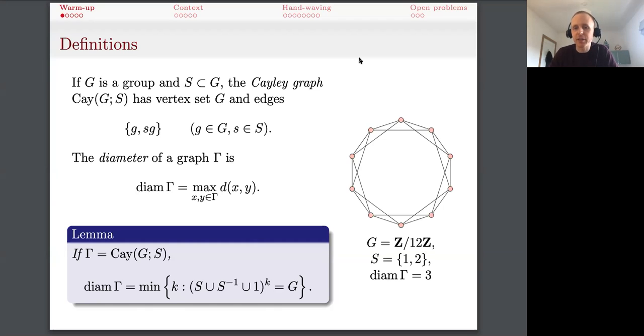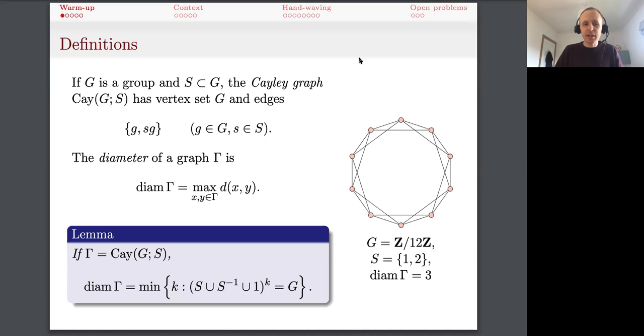So here's a simple example. I've made the Cayley graph of Z mod 12, and just for variety, I've taken the generating set that you might not first think of, just to illustrate that it doesn't have to be the standard generating set. It can be any generating set. The Cayley graph in this instance looks like this funny looking wheel, and you can just inspect and see that the diameter is 3. The two opposite vertices, the shortest path that joins them has length 3.